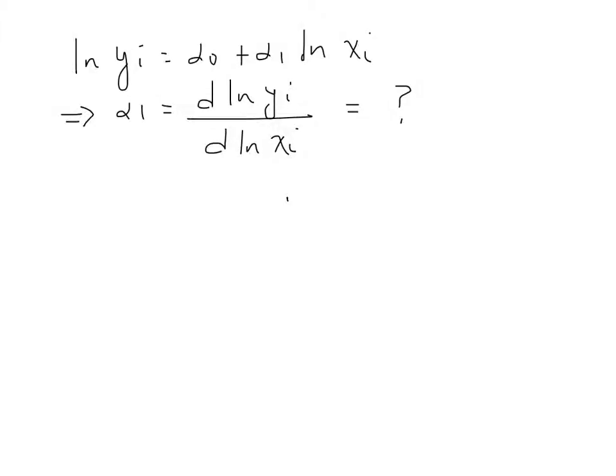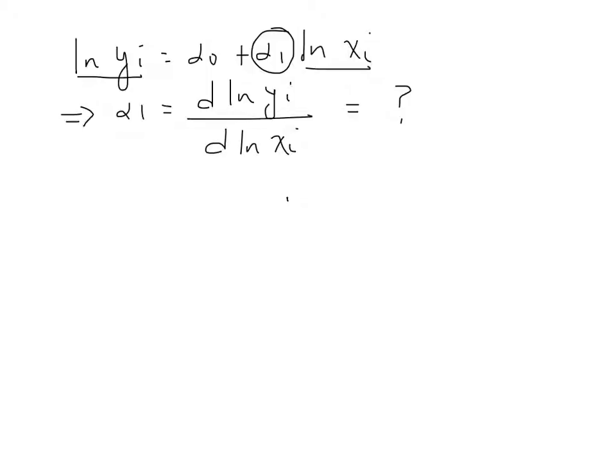In this little exercise, we're going to take some of what we learned about differentials and logarithms and see if we can make some sense out of the meaning of this coefficient alpha 1. This is called a double log model because we have a logarithm on both the left and the right sides of the regression. We're going to look at semi-log models where only the left side is logged and only the right side is logged as well.